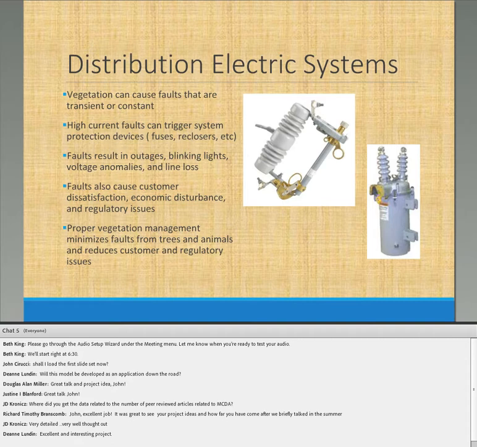The picture on the right is a simple oil circuit recloser. This acts like a breaker that can reset itself automatically. This allows transient type faults to clear before re-energizing the line. So if you have a branch that falls into the wire, sometimes it'll go ahead and fall down through, and then this will open long enough to let that fault pass.